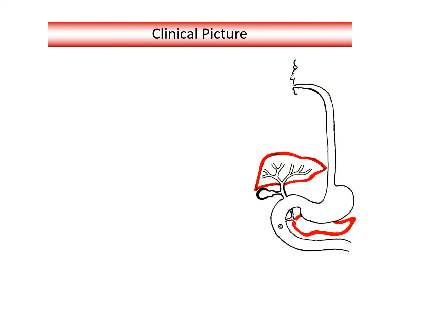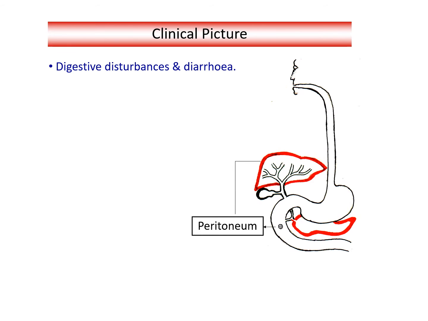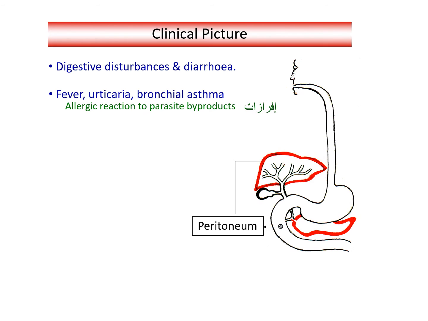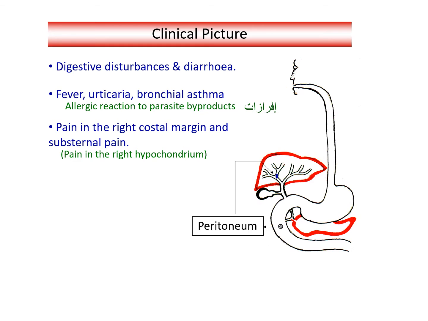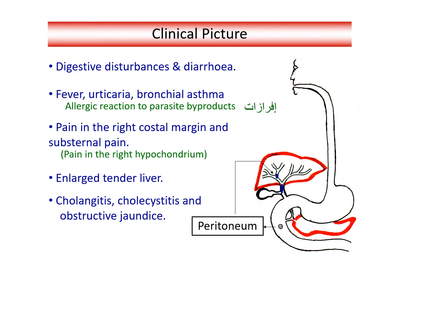Clinical picture: digestive disturbances and diarrhea, fever, urticaria, bronchial asthma due to allergic reaction to parasite byproducts, pain in the right costal margin and substernal pain in the right hypochondrium, enlarged tender liver, cholangitis, cholecystitis, and obstructive jaundice.